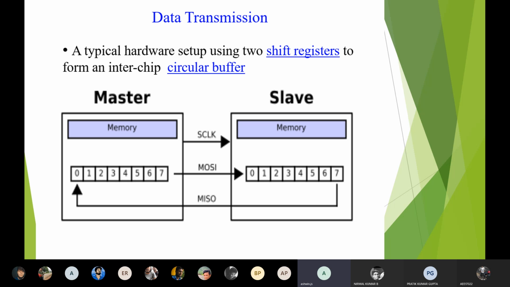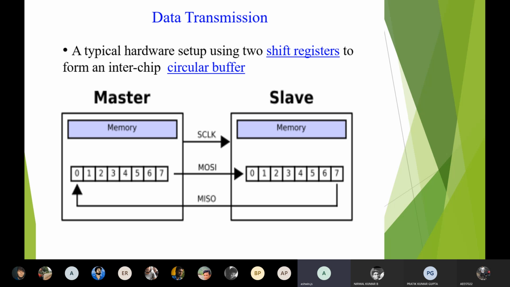So a serial clock will be generated. On the first clock pulse, I am transferring the 7. After the next clock pulse, the 7 position becomes empty, so 0 to 6 will be moved to the next location. The first position of the master will be empty, and from the second position onwards it will start with 0 to the last, which is 6.